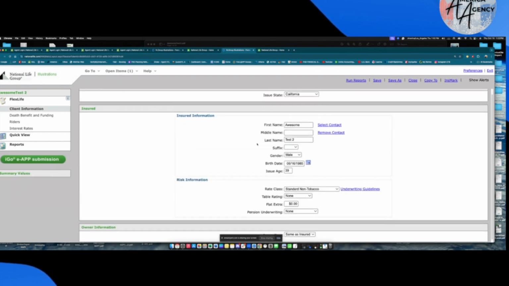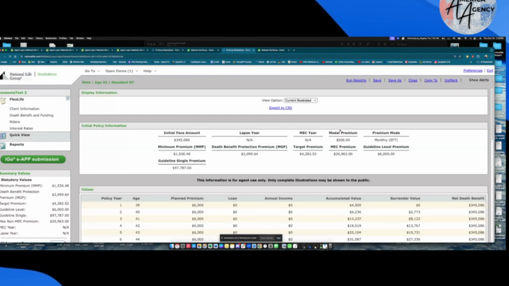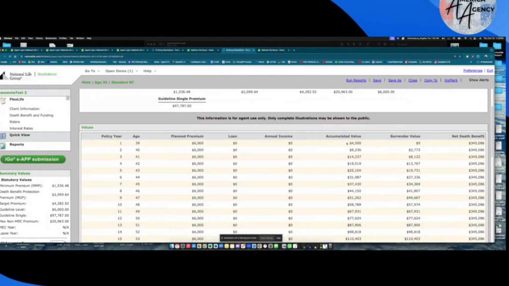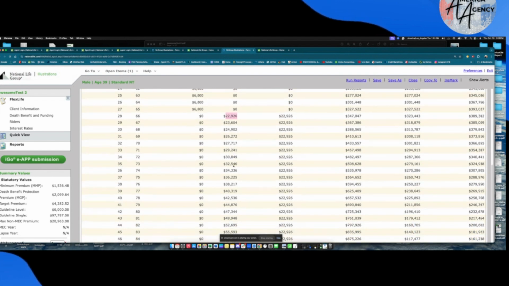Okay, so this is a 39-year-old male who wants to see what the income looks like. So 6,000, so $500 a month. See the difference right here. When he's 65 years old, he stops paying it. So he's got 393 of death benefit, living benefits, and he's got a cash accumulation of 327. So 22,000 a year, and it goes up. But take a look at how much it goes down.